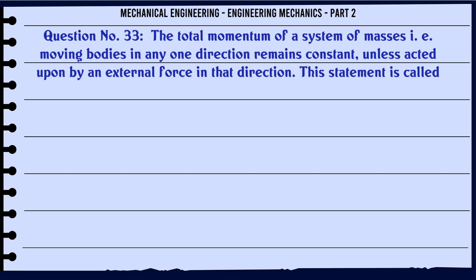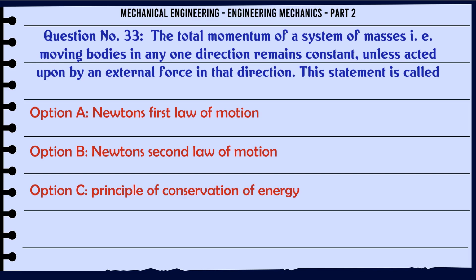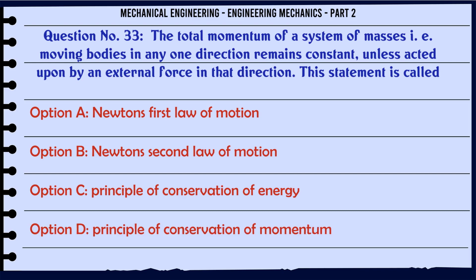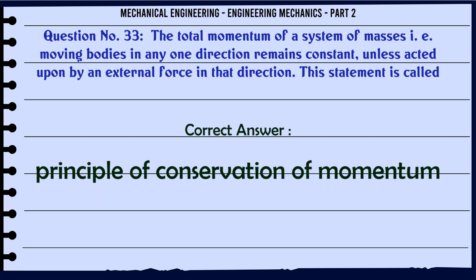The total momentum of a system of masses, i.e. moving bodies, in any one direction remains constant unless acted upon by an external force in that direction. This statement is called: A. Newton's first law of motion. B. Newton's second law of motion. C. Principle of conservation of energy. D. Principle of conservation of momentum. The correct answer is principle of conservation of momentum.